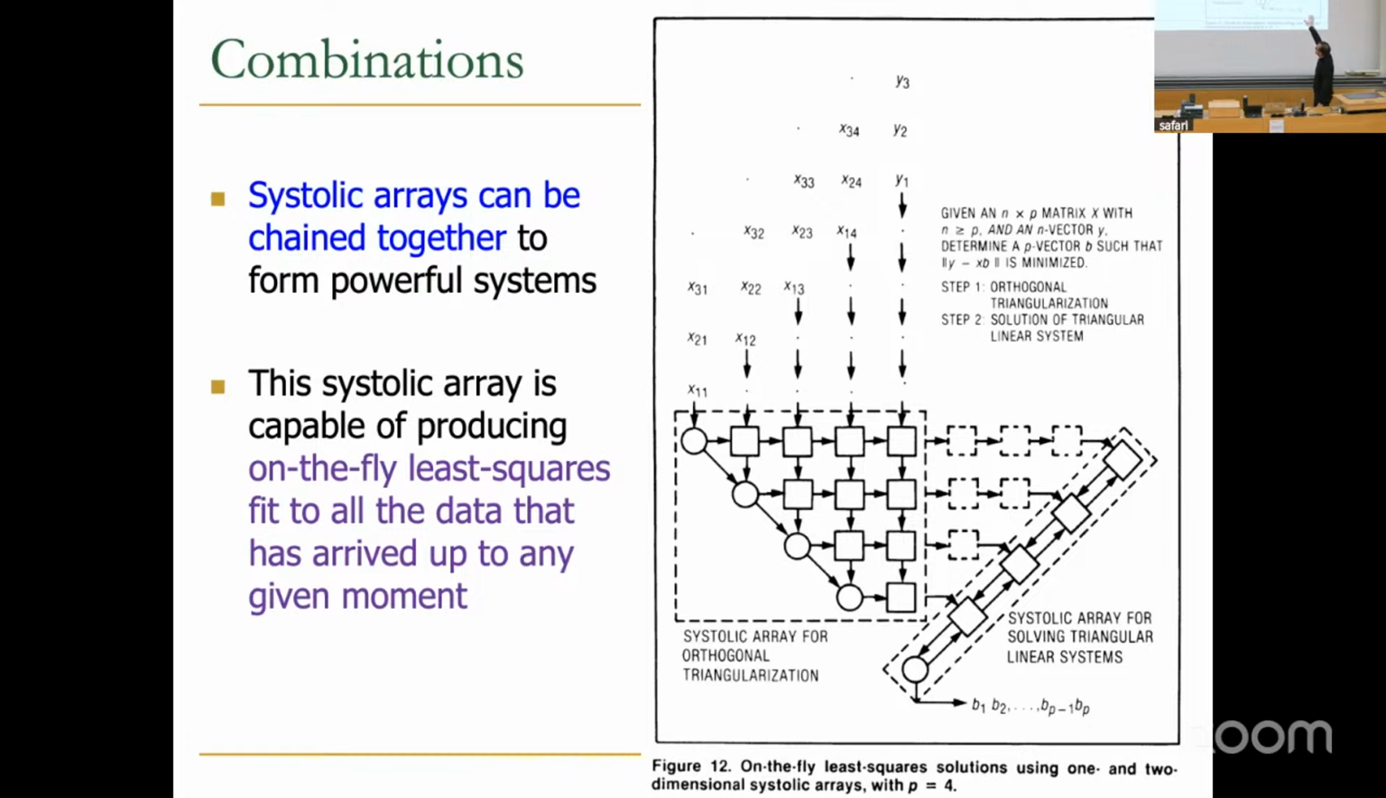For example, this is an example from the book, not from the book, from H.T. Kung's beautiful paper. You have a systolic array over here. Again, orchestrate the inputs. It's capable of producing a least squares fit to all the data that it's seen. You can think of it as a sensor, for example. The sensor is getting a lot of data from something, from some camera. It's trying to basically figure out what it is.